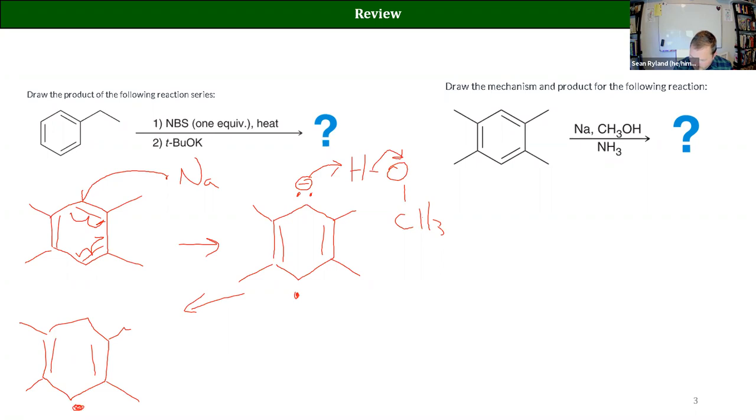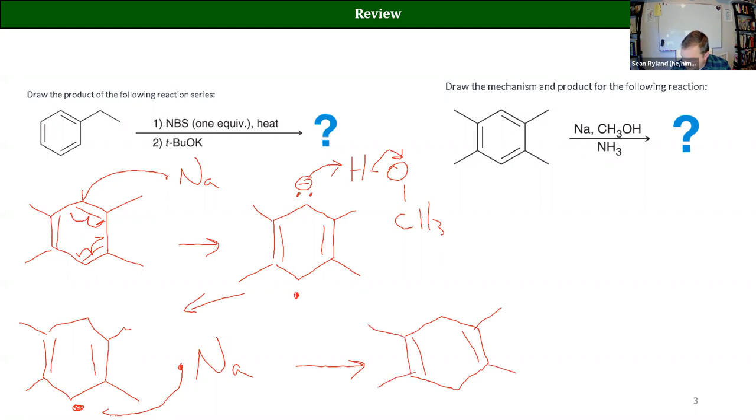So we still have that free radical at the bottom, but we added our new hydrogen at the top. And the last step is going to be another electron donation from the sodium. So now we have a lone pair at the bottom instead of a free radical. And then we do another proton transfer step.